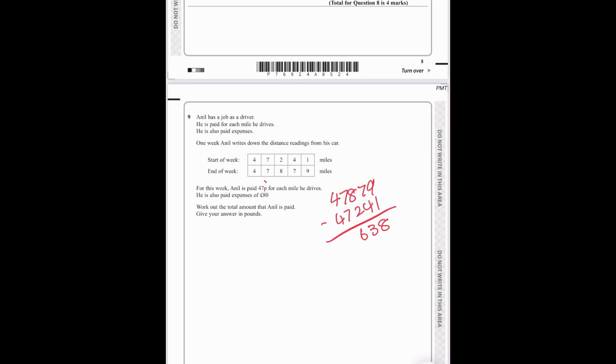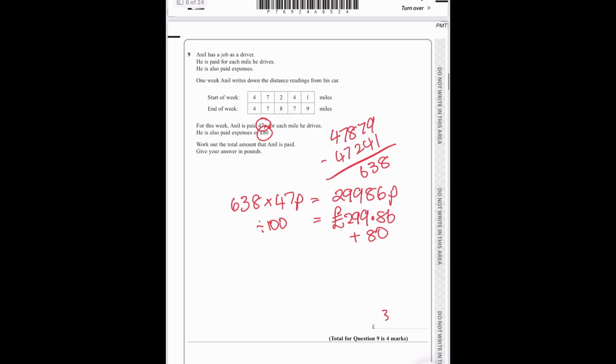We know he's paid 47p for each mile. So 638 times 47 pence gives me 29,986 pence. If I divide that by 100 to get it into pounds, I have £299.86. Now don't forget he's also paid expenses of £80. So if we add on that £80, we get the answer £379.86.